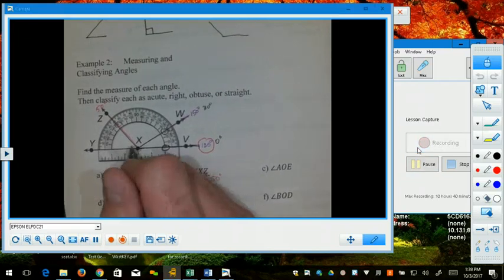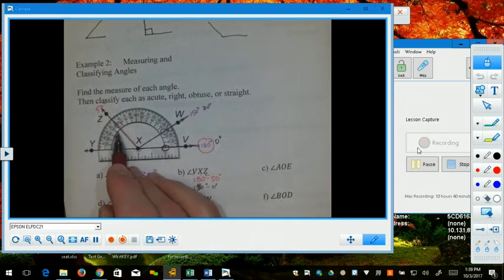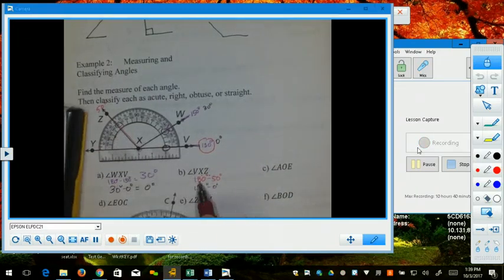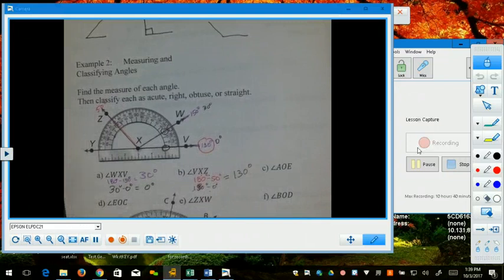It would help if I could read it. This is actually 130, not 150. This one's 150, that's 130. So 180 minus 50 or 130 minus 0, either way turns out to be 130 degrees.